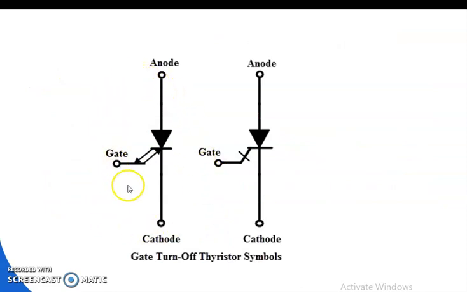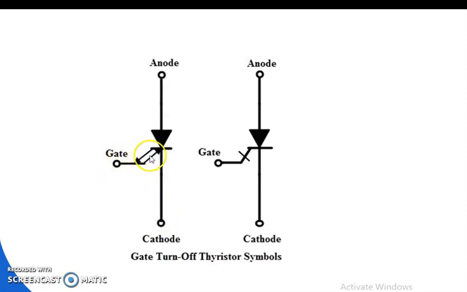This is the symbolic representation of the gate turn-off thyristor. There are two different ways to draw the symbol of a GTO. In the first symbol, there are 3 different terminals. The upper one is the anode terminal, represented by capital A. The lower one is the cathode terminal, represented by capital K. And this one is the gate terminal, represented by G.